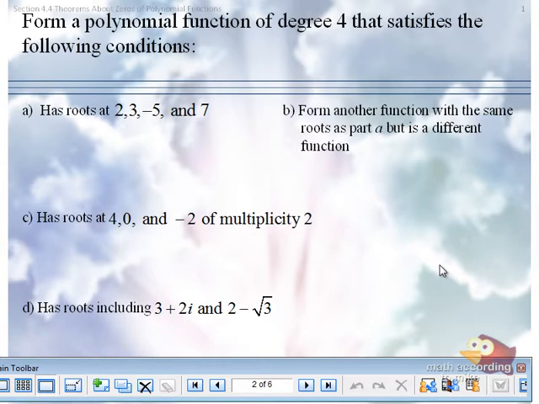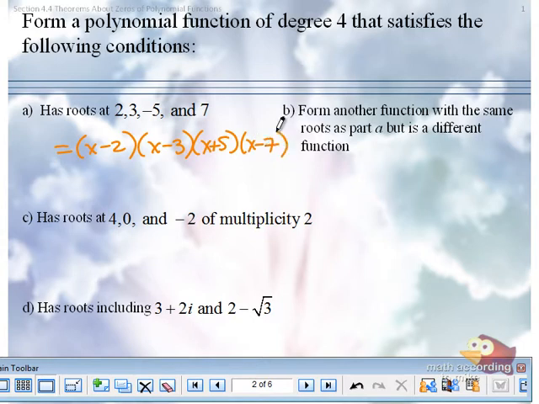X minus 2. So remember, roots and zeros are numbers. When I say factor, I need a variable. So we're going to say, leave a little room here, x minus 2. If 3 is a root, what is its corresponding factor? X minus 3. X plus 5, and x minus 7.